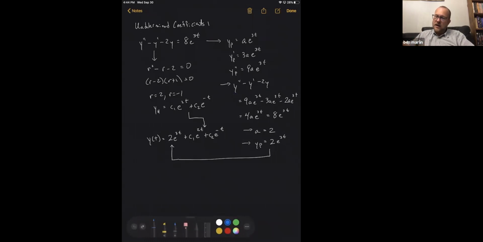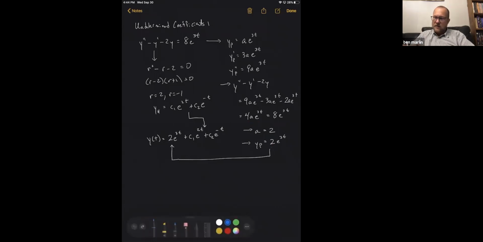And when you do that, it'll all simplify down to having 4a e to the 3t. And you needed it to be equal to 8 e to the 3t. So that means that when you cancel off the e to the 3t's, your a had to be 2. So your y sub p that we were looking for has to be 2 e to the 3t.